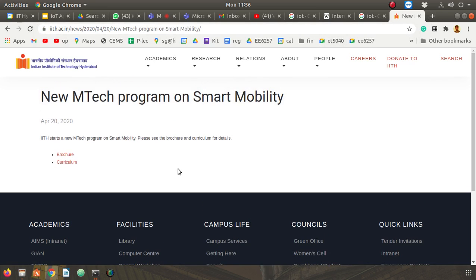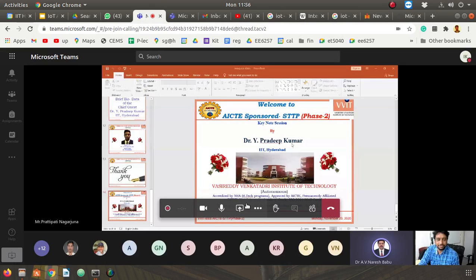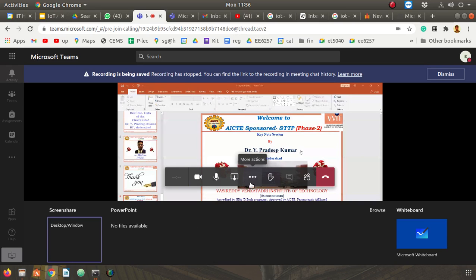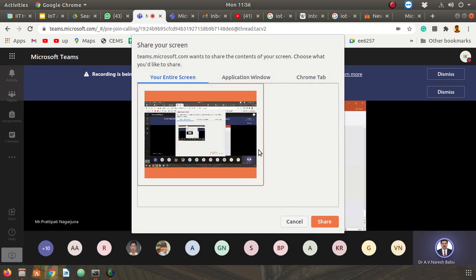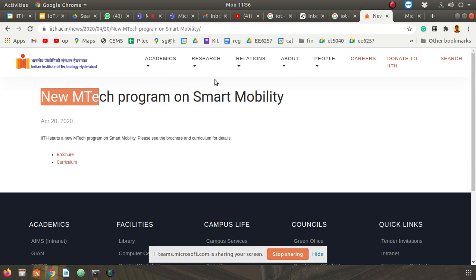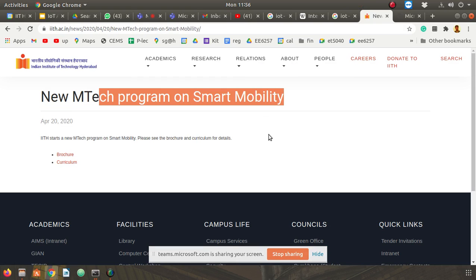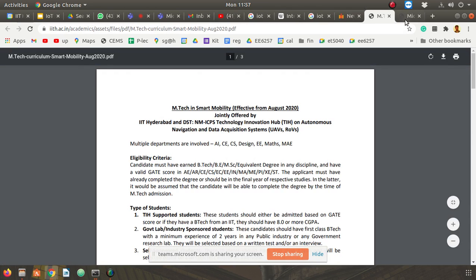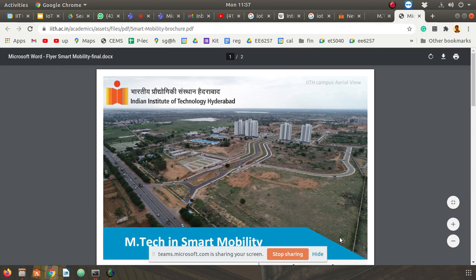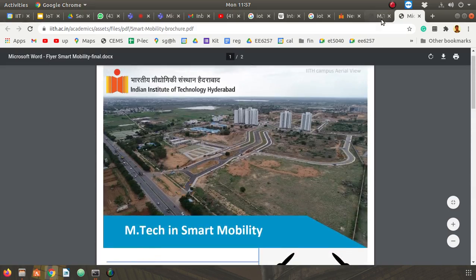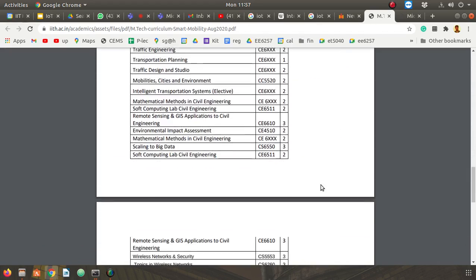Sir, I'd like to briefly share something since we have a couple more minutes. At IIT Hyderabad there is a new MTech program on smart mobility. It started just this semester, with a specialization in smart mobility. You can go to this link and find the brochure, some details about how to apply, and the course curriculum and course structure.